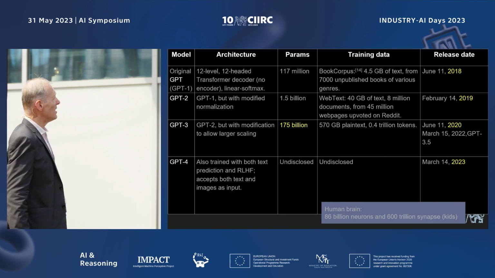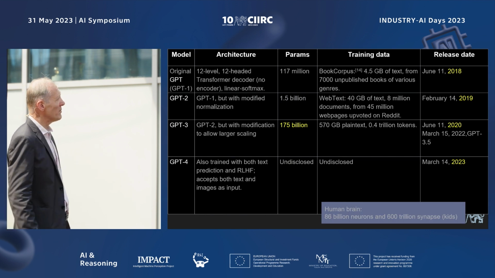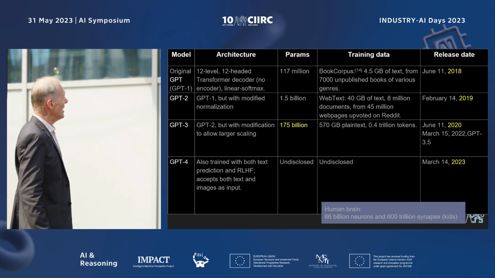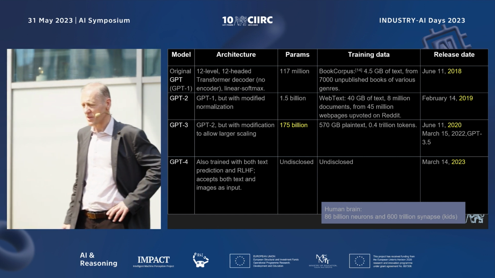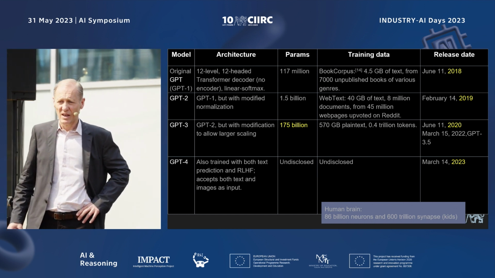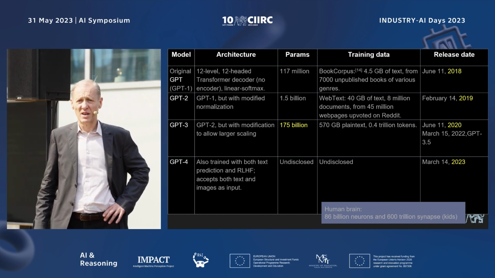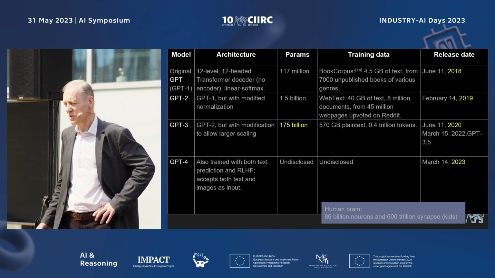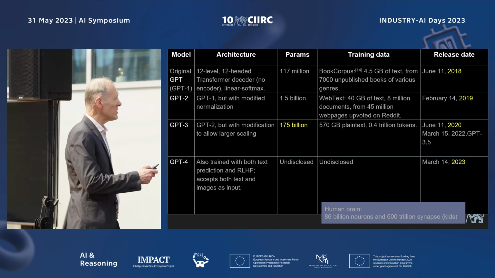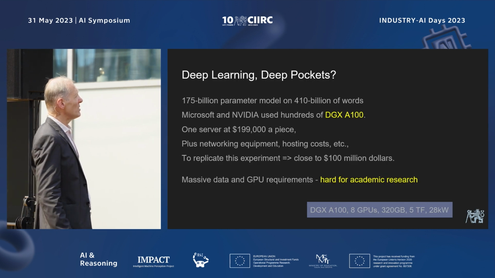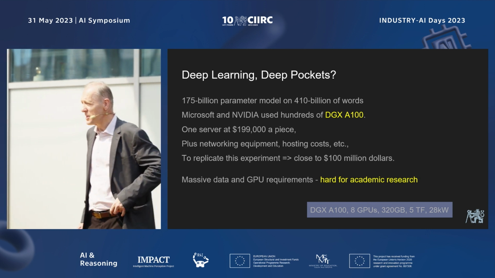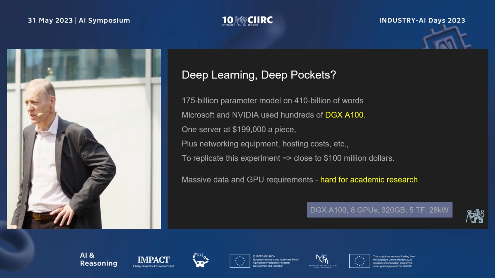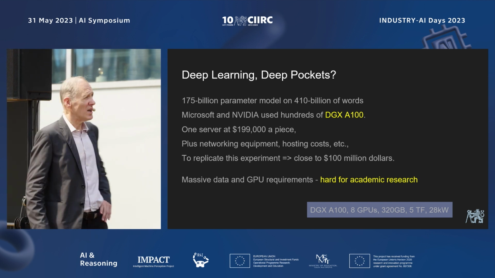So here are a few points on how it went in history, and I'd like to mention that GPT-3 has 175 billion parameters, and it was trained on 410 billion words. So these are really amazing numbers, and I will follow to the next page where there are some funding issues, or the cost associated with creating models of this type.